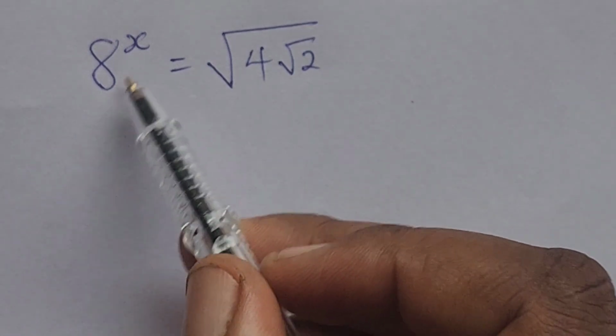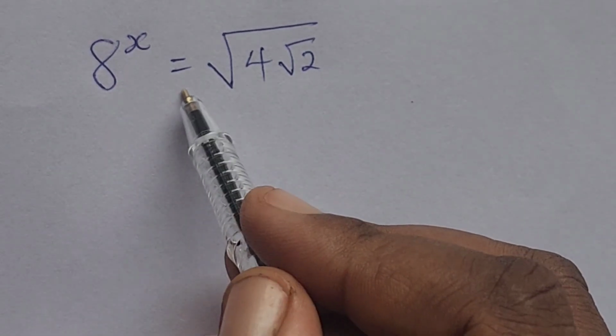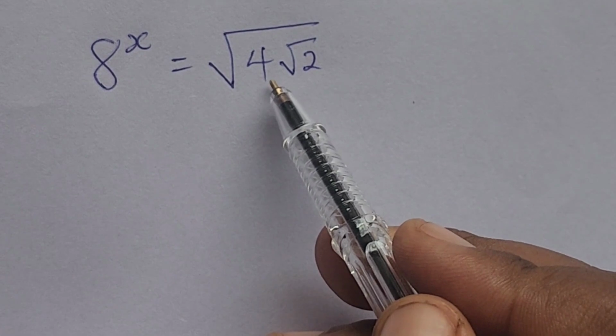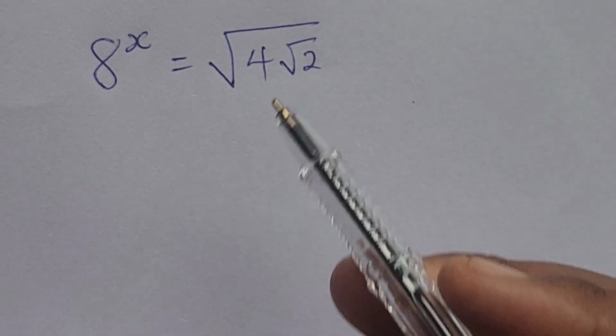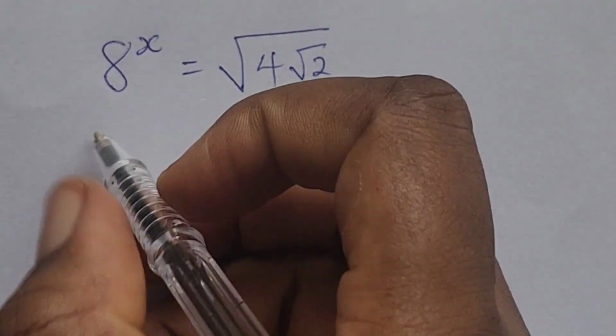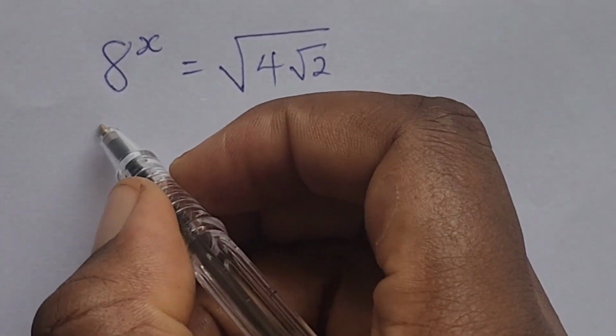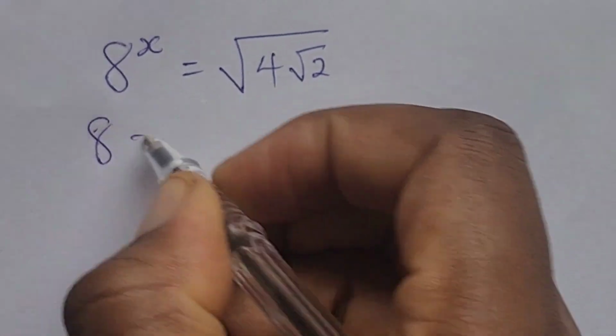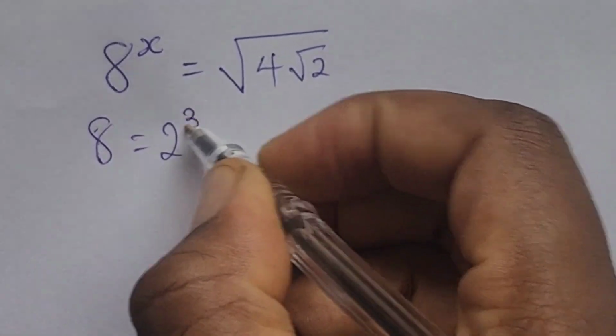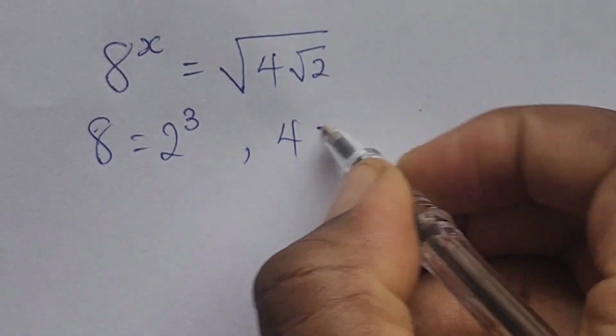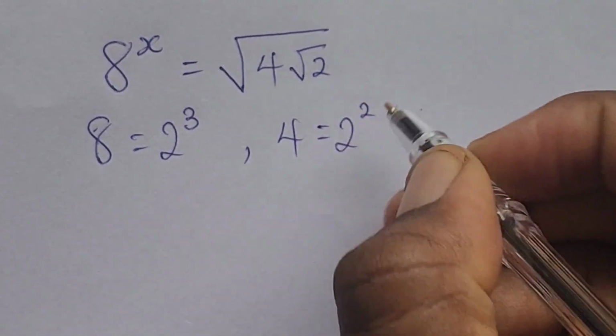So today we have 8 to the power of x equal to the square root of 4 root 2. For us to begin, let's recall that from indices we have that 8 is equal to 2 to the power of 3, and 4 is equal to 2 to the power of 2.